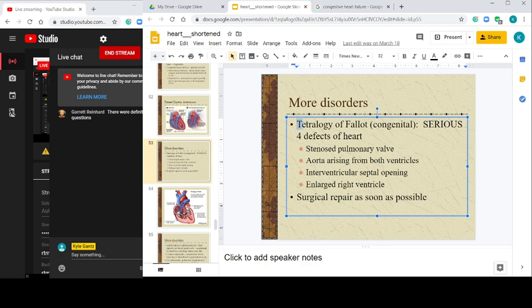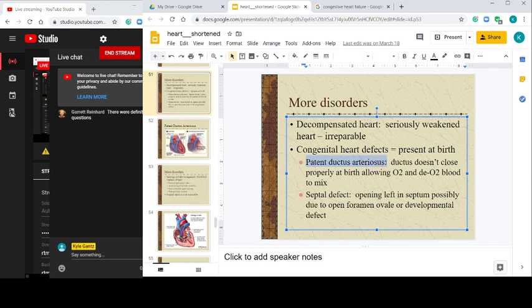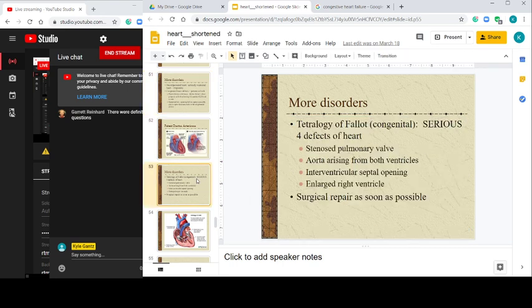So let's go through these. So tetralogy, tetra is 4, all right? So 4 defects of the heart all at once, okay? We're not talking about some leftover artery that's mixing a little bit of oxygenated and deoxygenated blood. We're not talking about a hole in the septum, because they can fix these things pretty easy. You just kind of go in there and you fix them. Now, when you talk about tetralogy of Fallot, now we're talking about a whole other ball game.